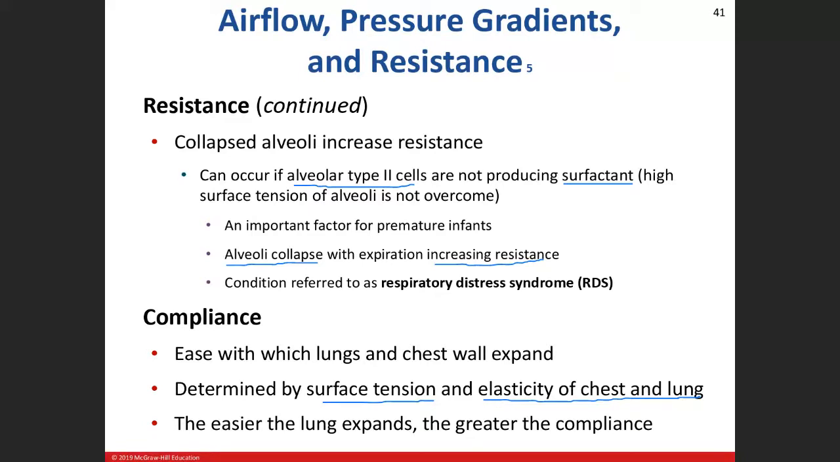Okay. So basically compliance is the ease to which the lungs are able to expand through inhalation, and if they can go with no problems, the greater the compliance. Okay, so if you have pulmonary fibrosis, you're going to have all that scar tissue, you're not going to be able to expand the chest wall as easily as you once did, so therefore you're going to experience a decrease in compliance.